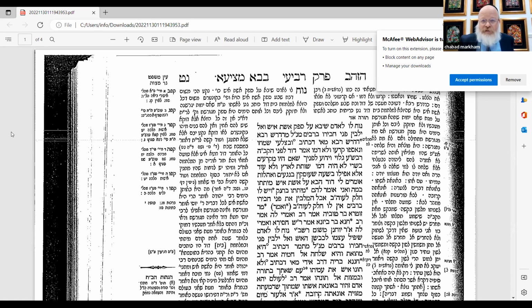Okay, we're smack in the middle of a piece of Gemara, right? What's on the right side of the Gemara? Rashi. Rashi is on this side, on the right. So it's always closer to the binding, the binding, right? And what's on the left side of the Gemara?